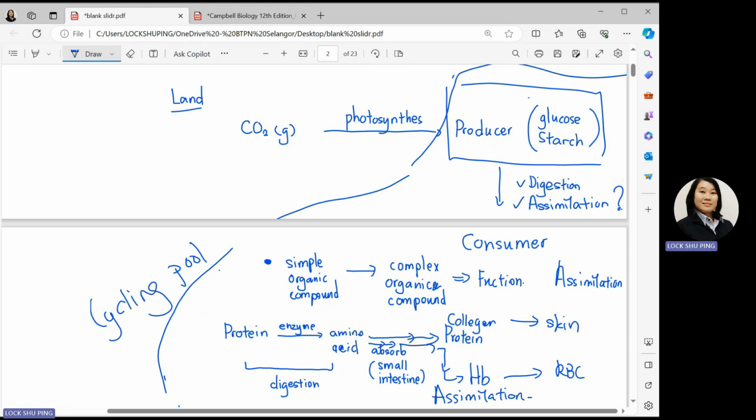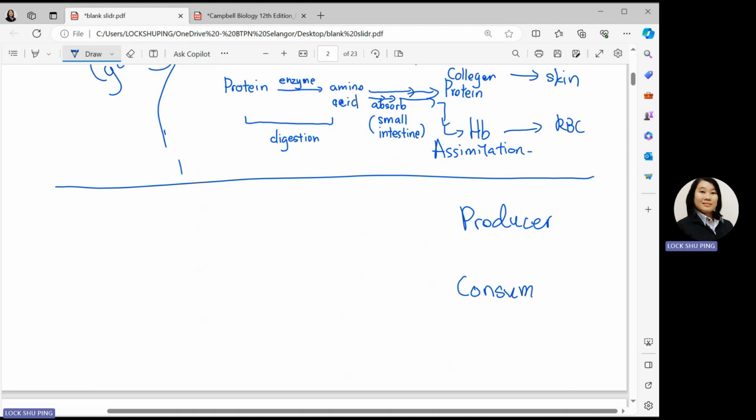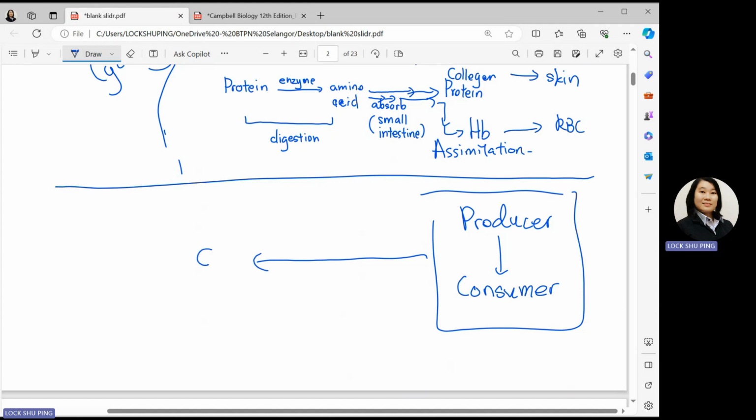So this is a process to remove carbon dioxide. Once they remove the carbon dioxide, do they return the carbon back into the reservoir? Can the producer and the consumer produce carbon dioxide? The answer is yes. Both of them can produce carbon dioxide through the process of cellular respiration. If they are producing energy by producing ATP, then definitely they release carbon dioxide.